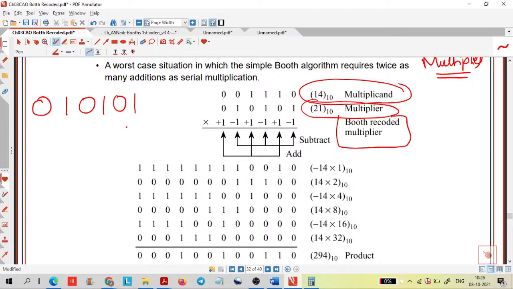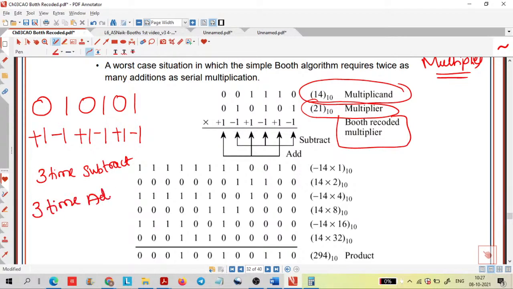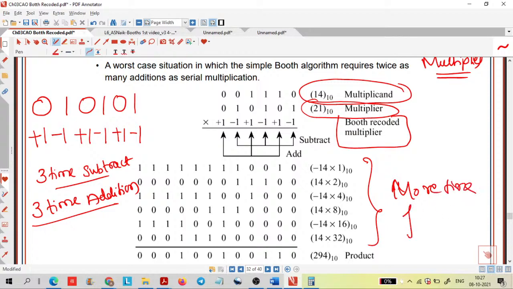Now as per the Booth recoded multiplier rule, if you find 1 you have to write -1. For the next 0, +1. For the next 1, -1. For the next 0, +1. For the next 1, -1. Next 0, +1. So here you will get 3 times subtract operation, meaning negative numbers, and 3 times addition operation. So here it takes more time for the calculation. Then you will get a result.